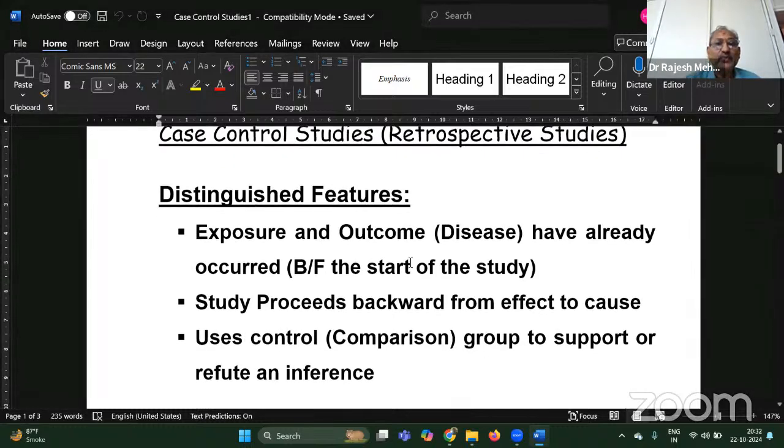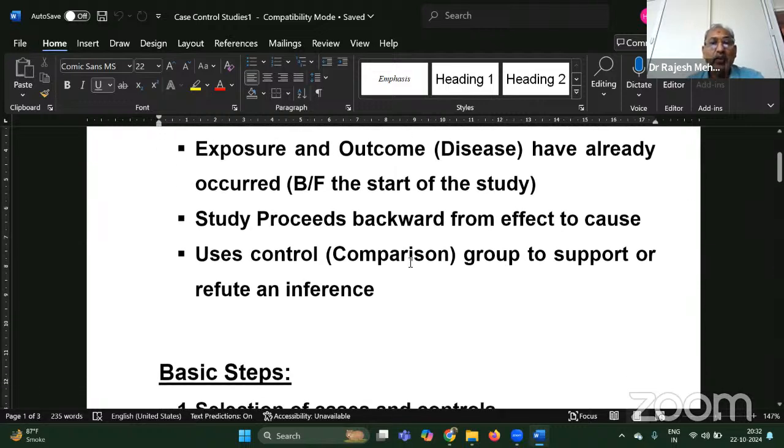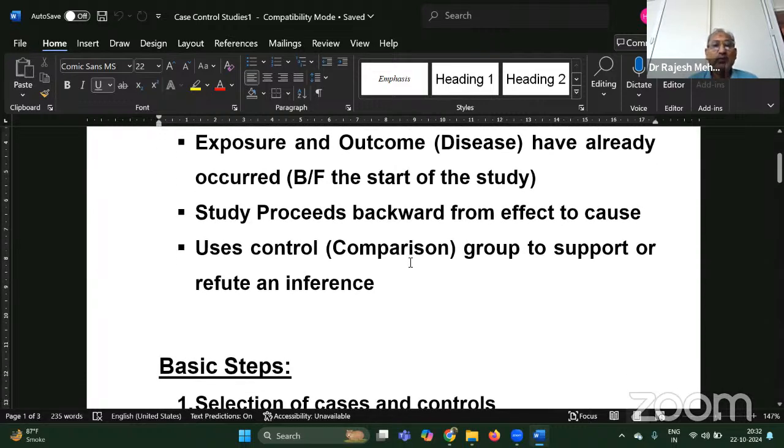Now the features: exposure and outcome have already occurred before you start the study. You have the outcome with you. So the exposure, which you think would be like this, has already happened. The study proceeds backwards from effect to cause. The effect is already there, so you ask the question about the past, what you suffered from, so whether you were exposed to this or not. Use a control group to support or refute an inference. So the control group we usually take as those who are not suffering from the disease. This is how you are going to take.